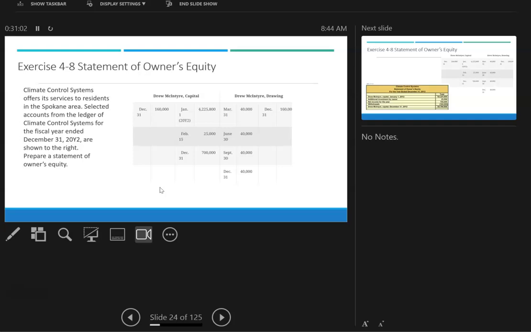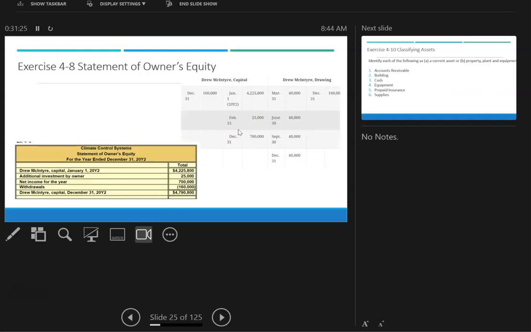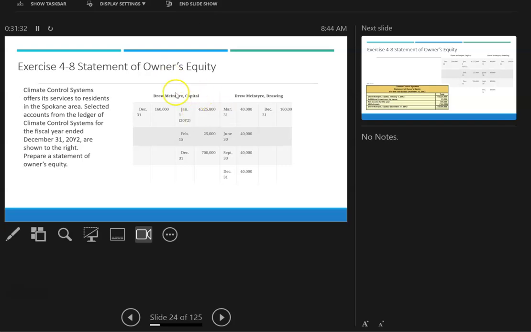And then do you see that we've got all these drawings that happened during the period? I think I might have messed up a zero you can't see there, but you see all these drawings that happened during the period, what he took out. So as you see here, we started with 4,225,800, which is how we began the T account.